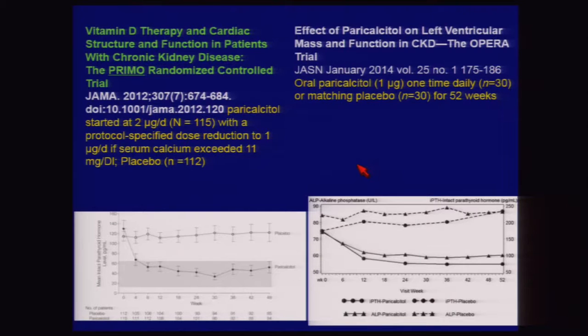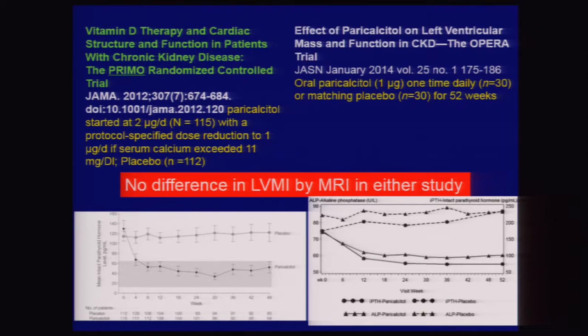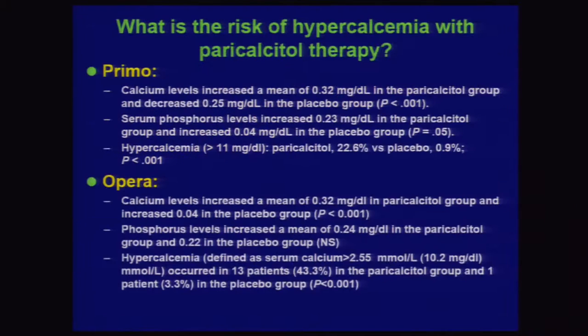However, when it came to their primary outcome, which was cardiac structure, in both of these studies, there was no difference in left ventricular mass index by MRI. So this was a negative study.